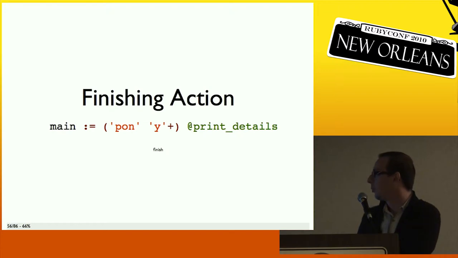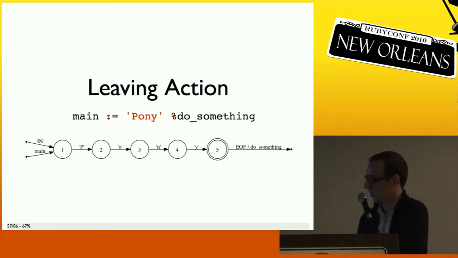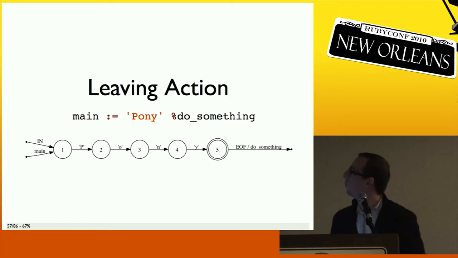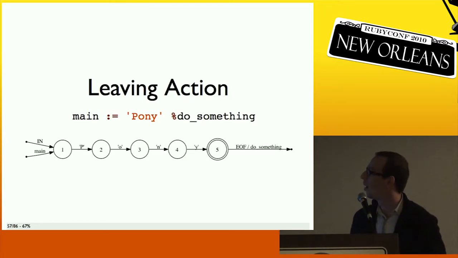The finishing action takes a more complicated example to show off. We have pon followed by one or more y's. The finishing action will be called as you enter the last state of the machine, and it will be called every time you enter the last state of the machine. That can trip you up a little bit because, for instance, we have one or more y's here. If we match even a single one, Ragel could consider that being done. If we have more, then we'll keep cycling through that state, perfectly acceptable, and that's where we're going to end up. Finally, the leaving action gets called as you exit the machine, which would either be the end of the file or potentially some other machine or some other string that you're matching after that.